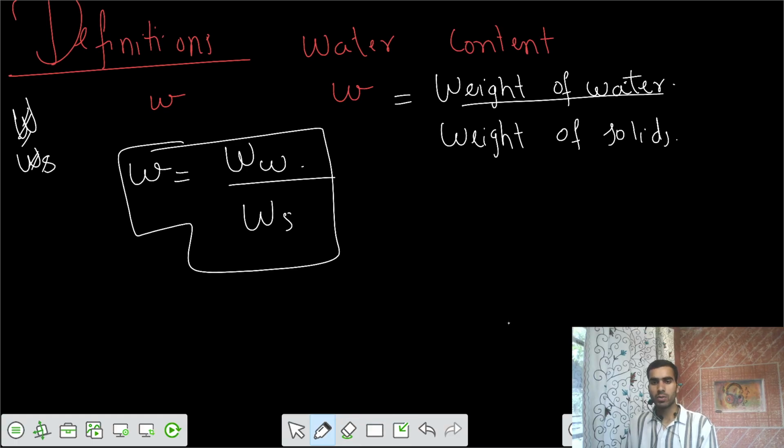Now there might be a possibility that we might be having some water, or if the case is a dry condition, at that time your water content would be 0, because the weight of the water is 0. That means water content would be 0 in that case, if the case is dry.